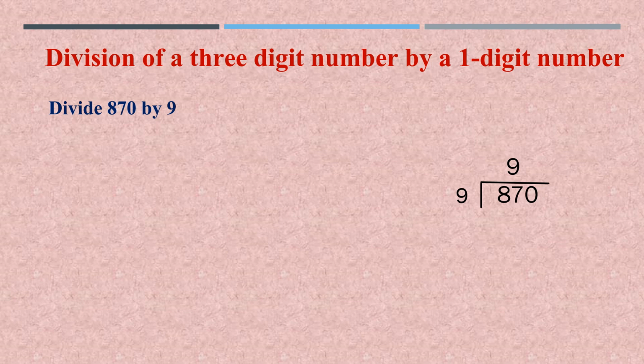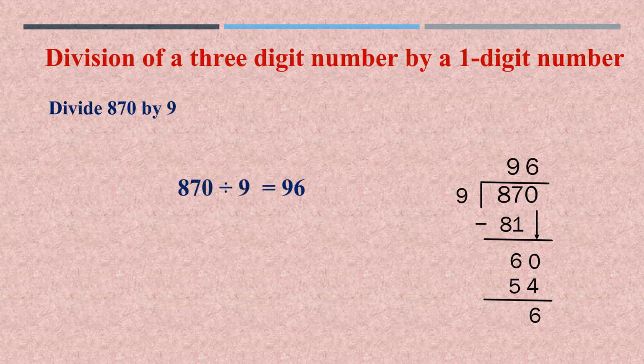Then 9 nines are 81. Now what we should do? Subtract. So 87 minus 81 is 6. Now what we need to do? Bring 0 down. So how many times 9 is there in 60? 6 times. 6 nines are 54. So the remainder is 6. So the quotient is 96 and the remainder is 6.